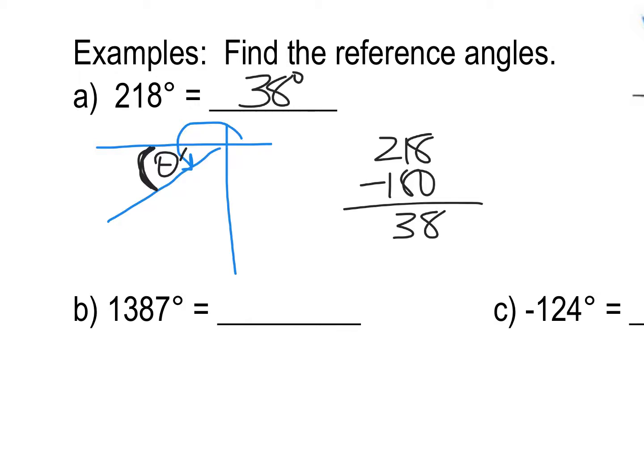So therefore, if I were making a triangle out of this, I would know that that angle there is not in fact 218 degrees, but this right here is 38.